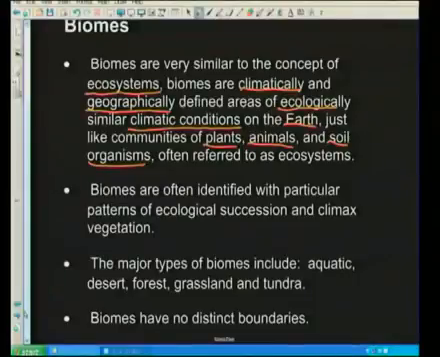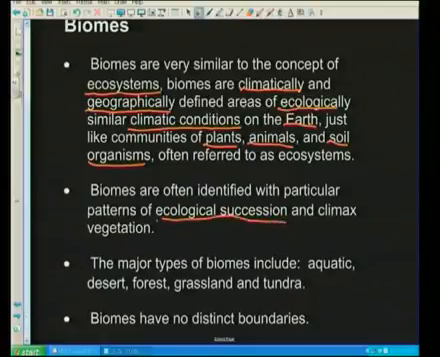Right, let's move on to a definition of a biome. A biome is often identified with particular patterns of ecological succession. That has to do with the different types of plants that grow there, the different levels of plants that grow there. We are going to look at that also in the next session.